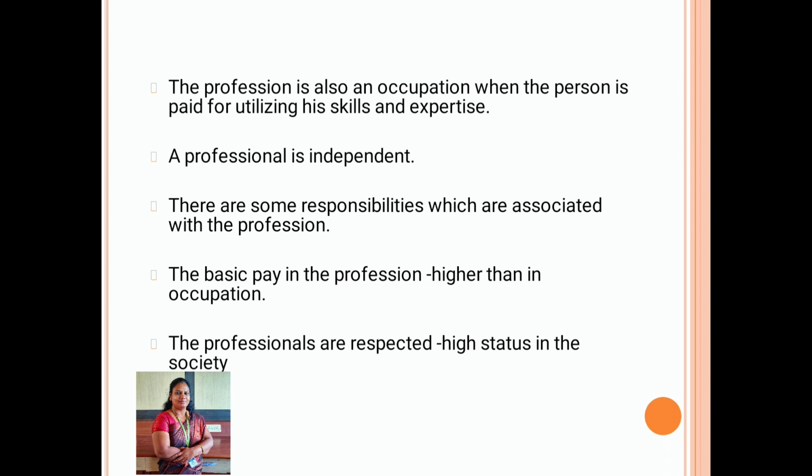Conversely, there is a lack of independence in the occupation because the person performing the occupation has to follow the commands of his supervisors. There are some responsibilities which are associated with the profession. However, an occupation is not backed with such responsibilities. The basic pay in the profession is normally higher than in occupation. Professionals are respected by people and have a high status in society as compared to occupation.